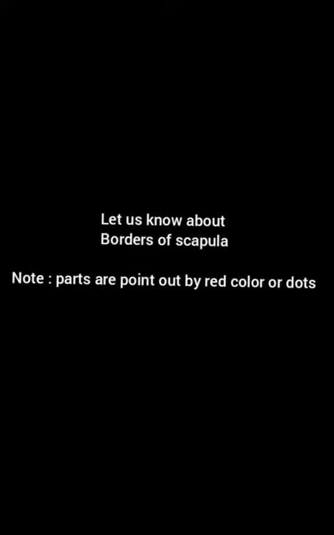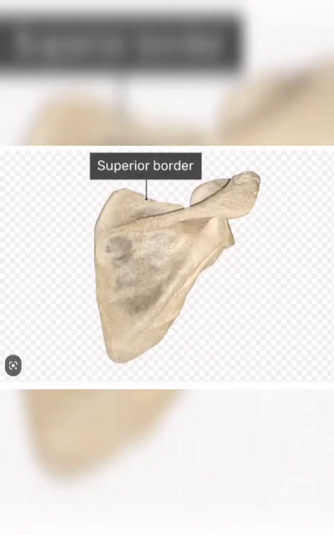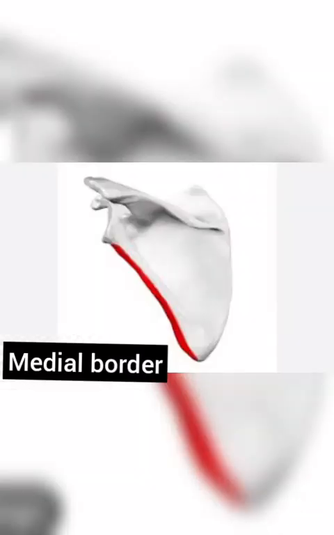Now move on to the borders of the scapula. There are three borders in the scapula. Let us know about the first border, the lateral border. It is thick at the upper end. You can see it in the above slide. The second one is the superior border, which is thin and shorter. It is present near the coracoid process. You can see it in the above picture. And the third border is the medial border, which is thin. It extends from the superior angle to the inferior angle.